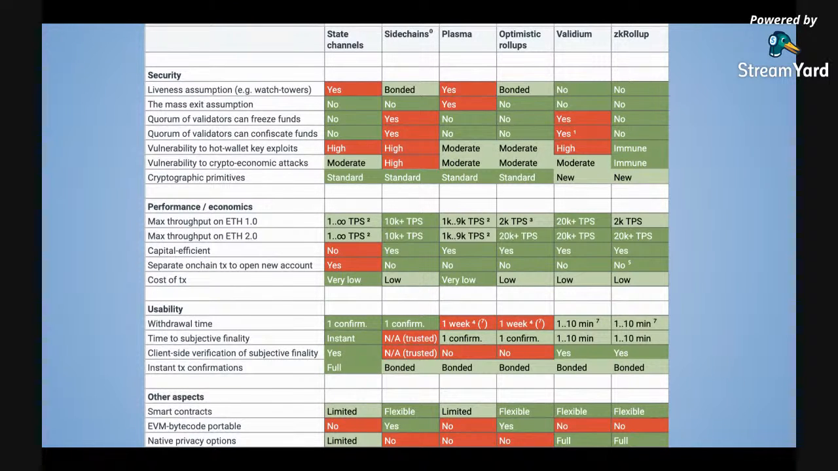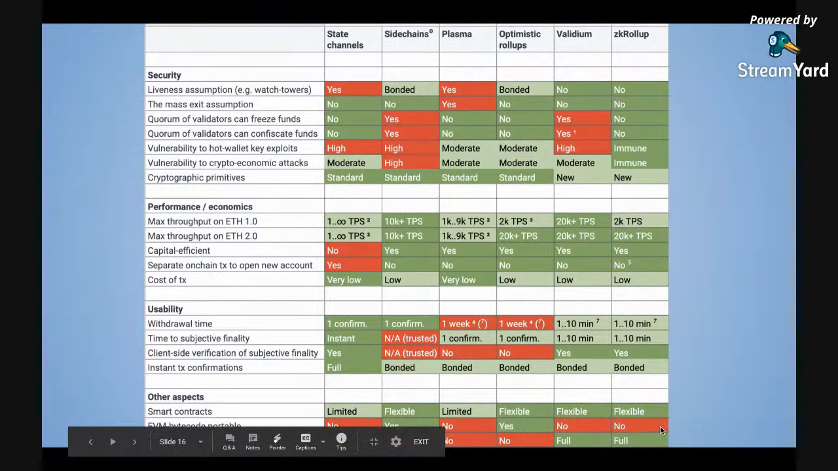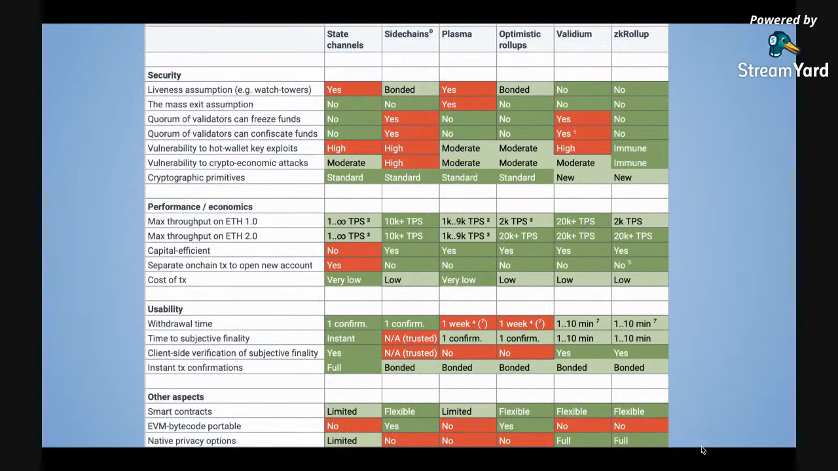EVM bytecode portable. No, yes, no. So since sidechains are EVM compatible, there's bytecode interoperability, as well as with optimistic rollups. And then this last point is quite an interesting one.